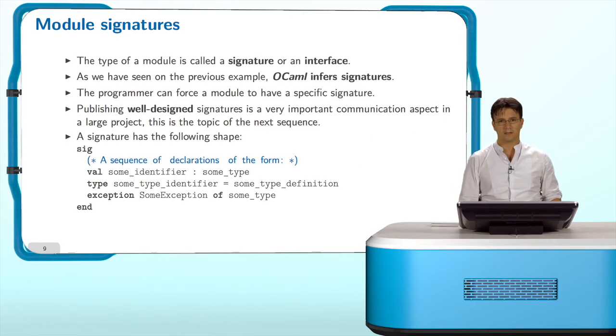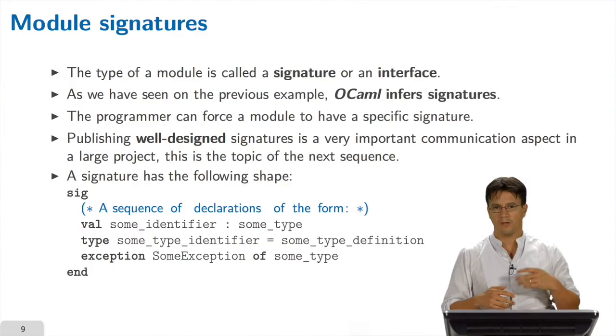So we have a syntax to define signature. You use the keyword sig, and between sig and end, you have declarations for the different components of your module. For instance, if you have a value, you use the keyword val, followed by the identifier of the value, colon, the type of this value. The other declarations for types and exceptions are written in exactly the same way as you do in a module implementation.